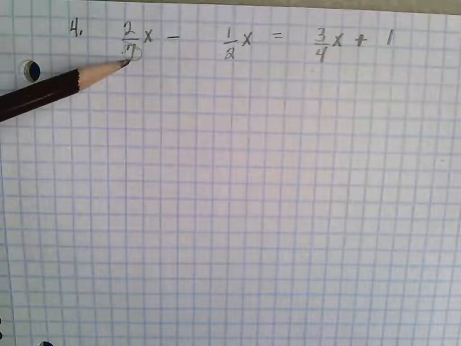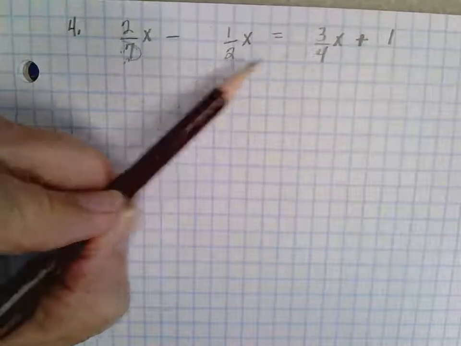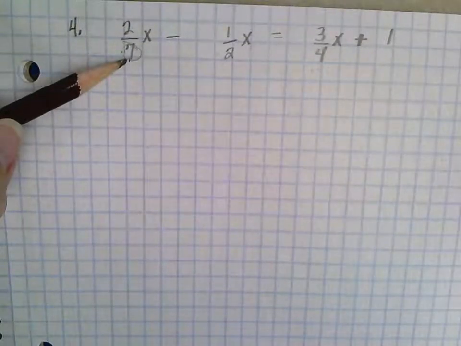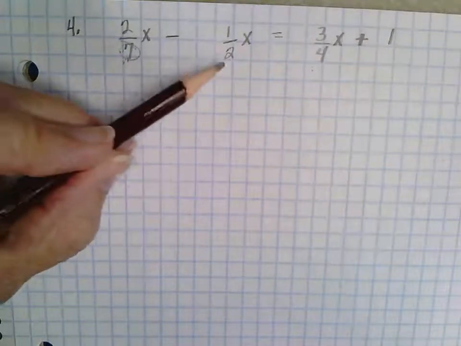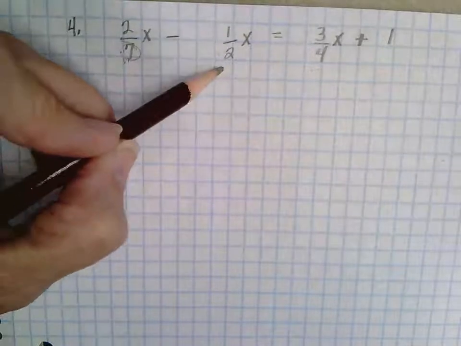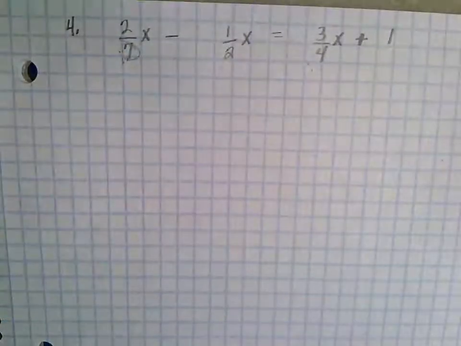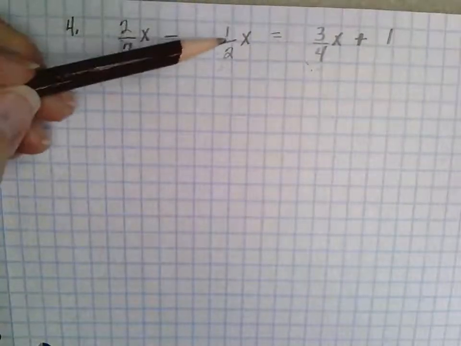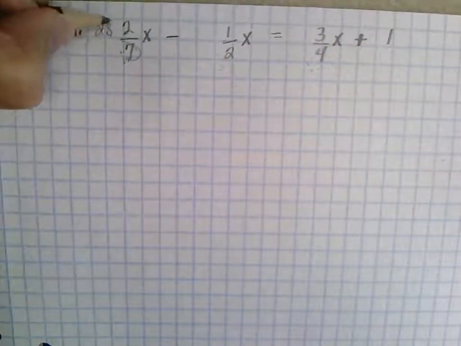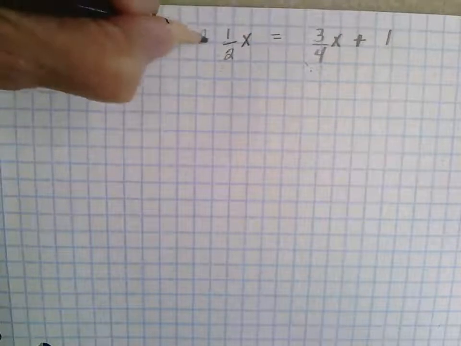So 7 times 2 is 14. 2 is a factor of 14, but 4 is not. 7 times 3 is 21. Neither of these are factors of 21. 7 times 4 is 28. Both of these are factors of 28. So I'm going to multiply every single term by 28 so that I do not have my fractions there.